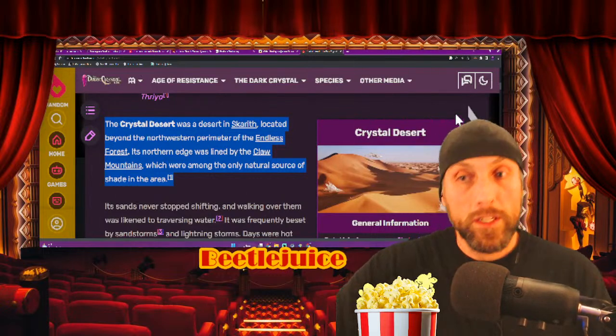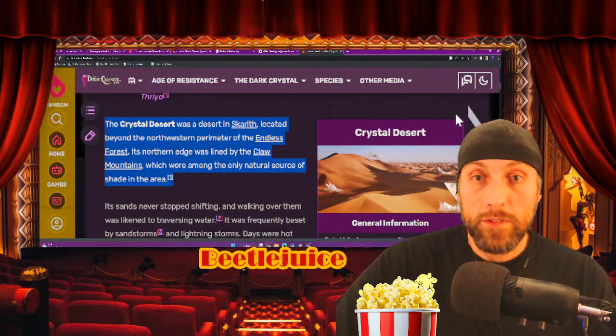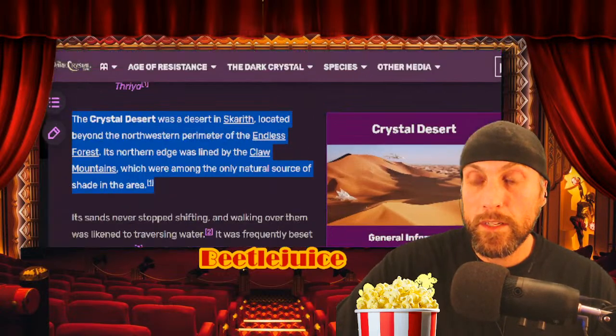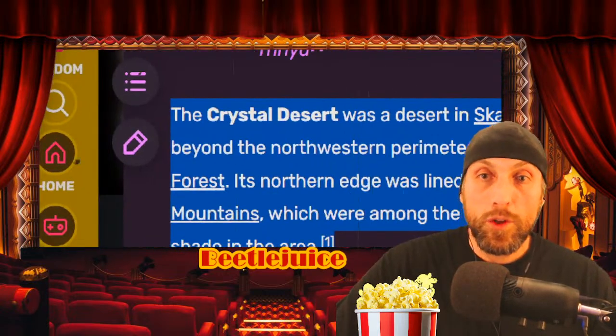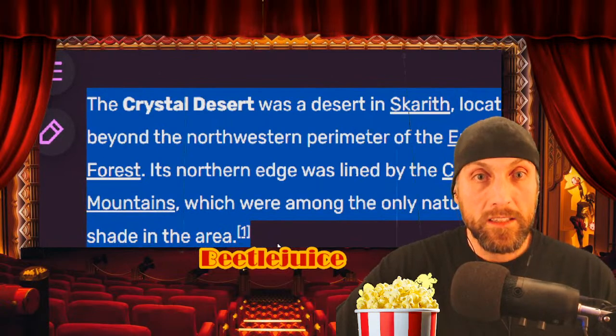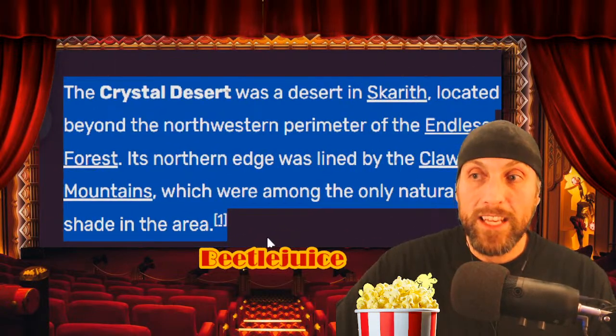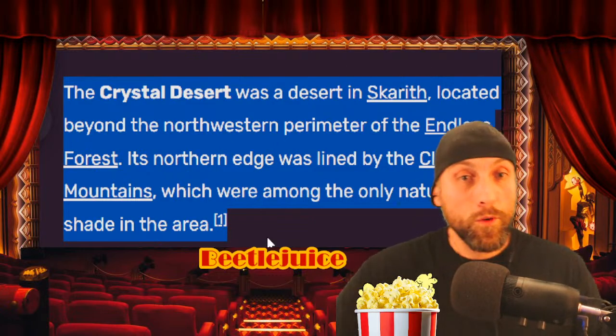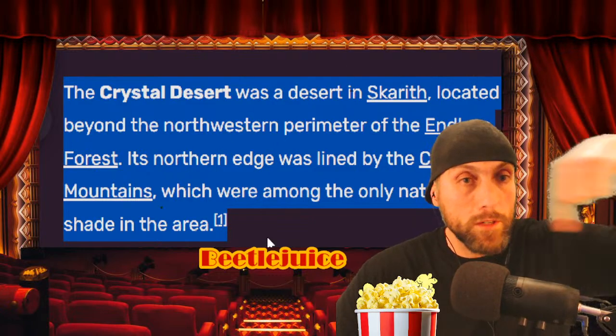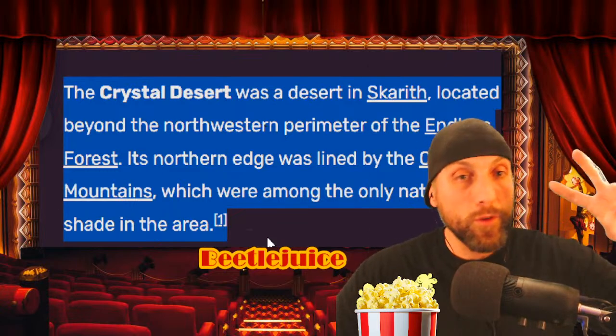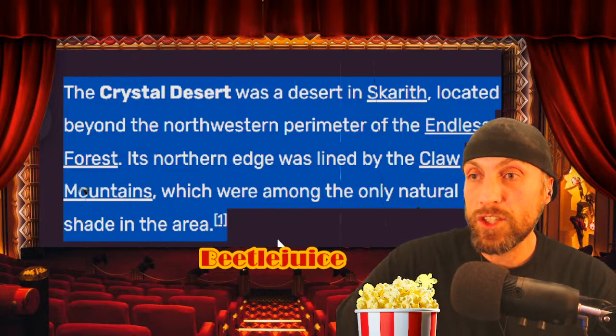In the Dark Crystal, there is a place called the Crystal Desert. Let me read this to you. This is really interesting. In the Dark Crystal, it says, "The Crystal Desert was a desert in Skarit, located beyond the northwestern perimeter of the Endless Forest." The Endless Forest is a circular forest at the North Pole that goes around in a circle. That's the magic forest. So this is just on the other side of it.